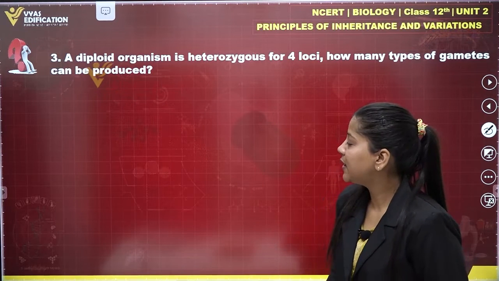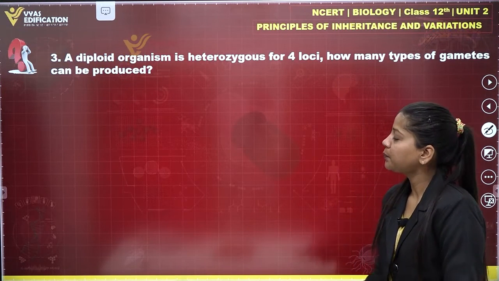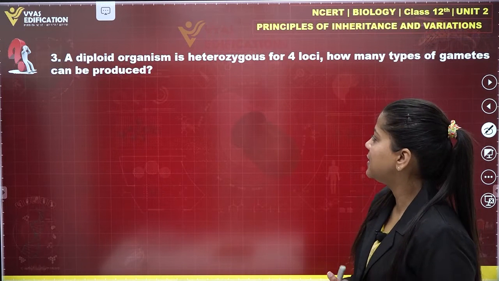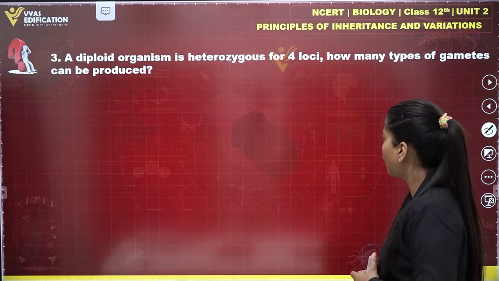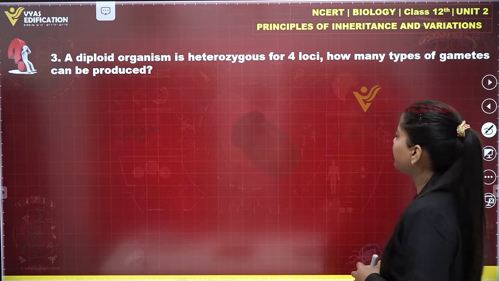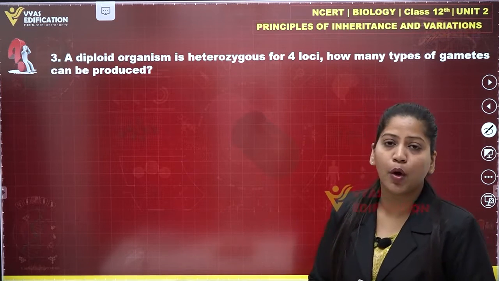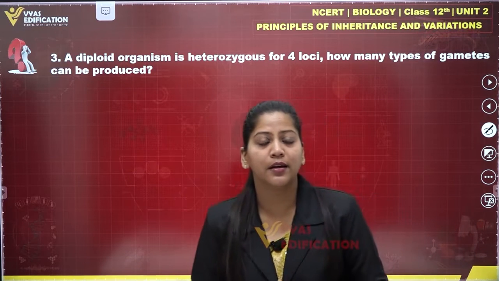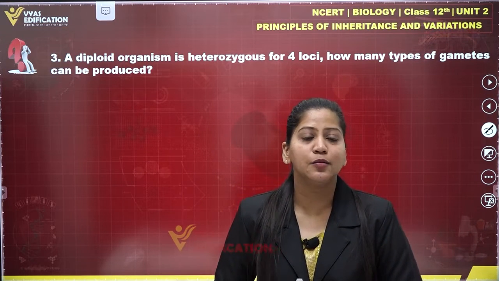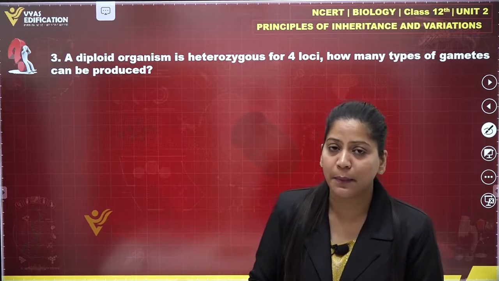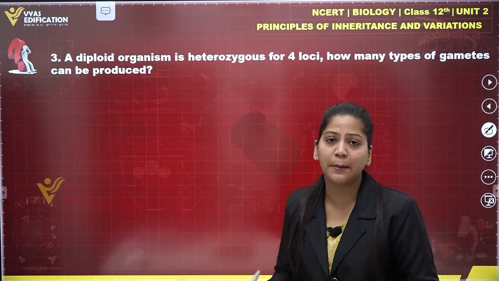Now let's come to the next question, question number 3. A diploid organism is heterozygous for 4 loci. How many types of gametes can be produced? The question is asking, if a diploid organism is heterozygous for 4 loci, then this organism is capable of producing how many types of gametes?